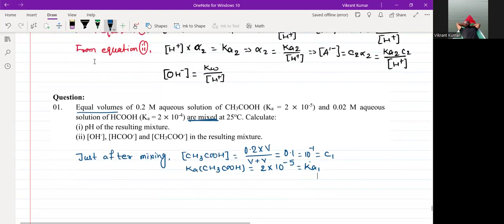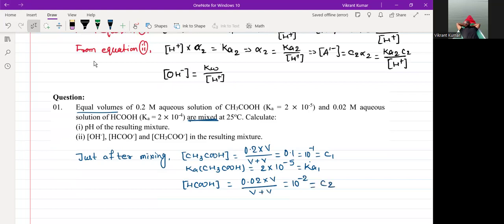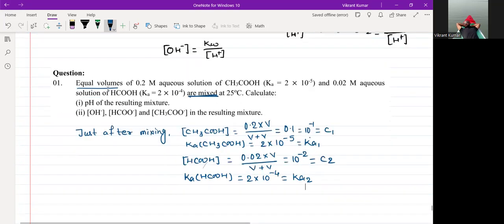Second situation is if I'm getting HCOOH, how much will be that? So it will again become, देखो, equal volume mix किया तो directly आधा कर देने का है ना. तो this will be into V upon V plus V. This is becoming 10 raised to minus 2. I'm calling it C2, and Ka of HCOOH is given as 2 into 10 raised to minus 4. So we are calling it K2. Now it becomes a question of formula wala, है ना?